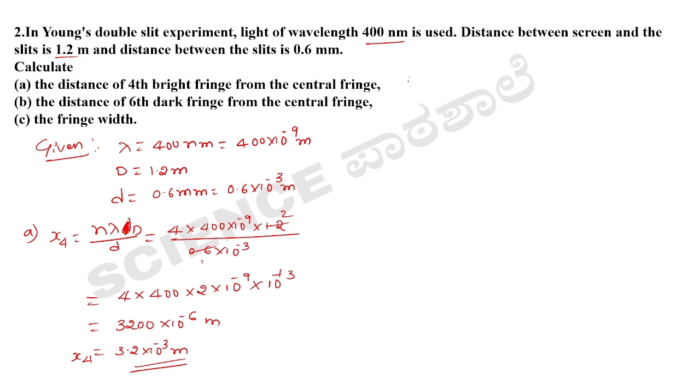Next, B. What they'll ask? Dark fringe. See, first one is bright fringe, second one is dark fringe. So what is the formula for this dark fringe? That is x6, sixth fringe is equal to n minus 1 by 2 lambda capital D by small d. Okay, so what is n? 6 minus 1 by 2.